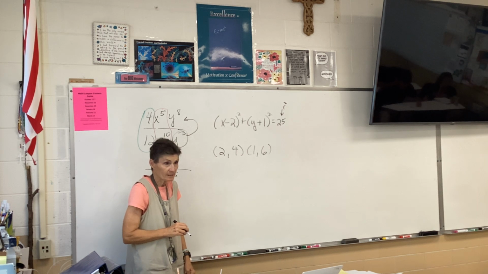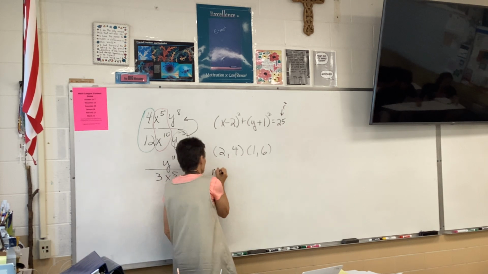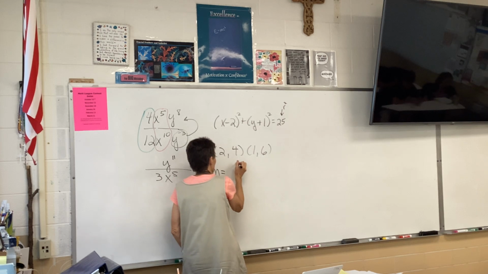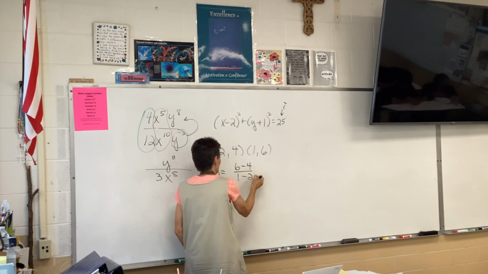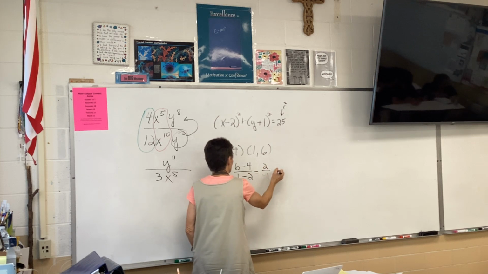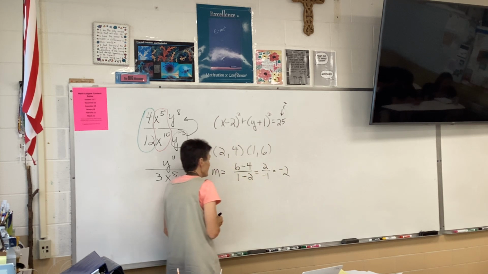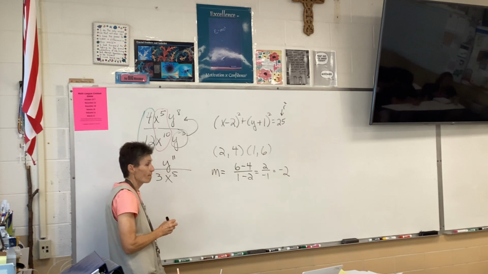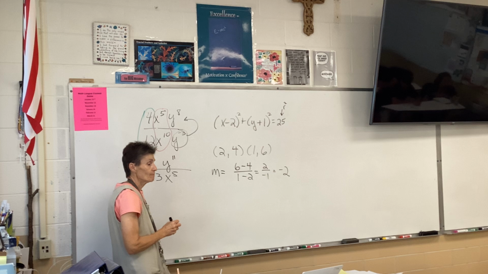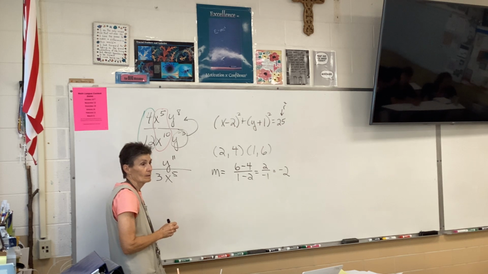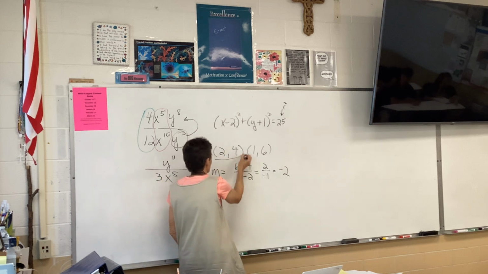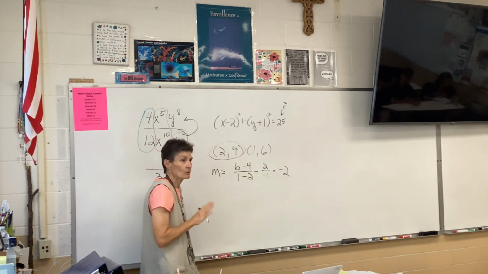Gotta find the slope. So slope is (6 − 4) over (1 − 2). Did you get negative 2? Yes. All right, now what? Pick a point. I'll just use this one. It doesn't matter, right? Never matters. Just pick one.